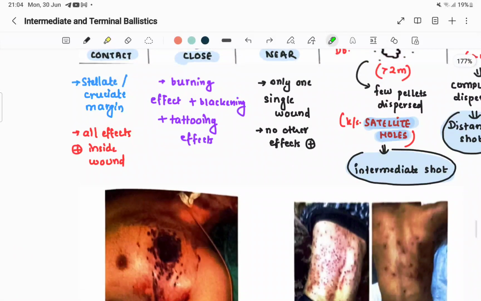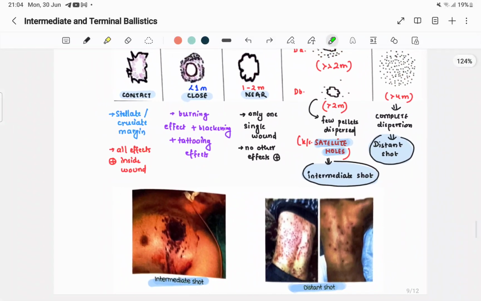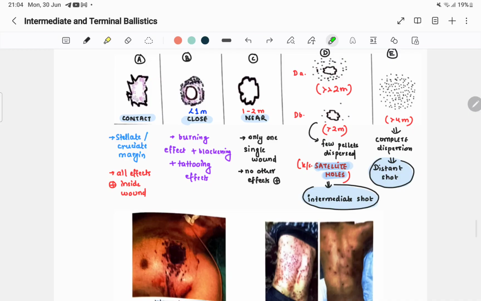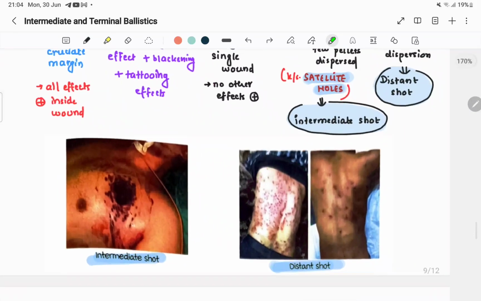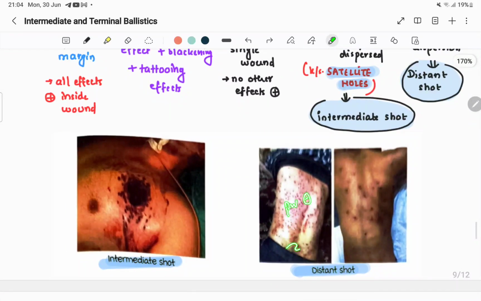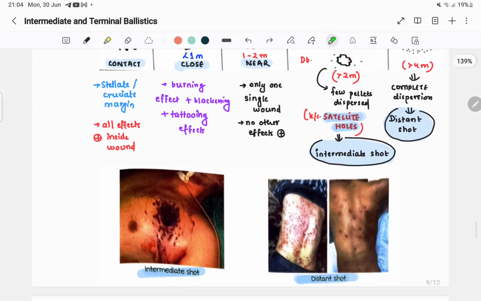In a shotgun you have to know this is an intermediate shot. You can observe here only a few holes are dispersed. These are the satellite holes, we call them satellite holes. And look at this, this is a distant shot, the puncture wound is absent, only lead pellets have hit the person. This is also a distant shot.